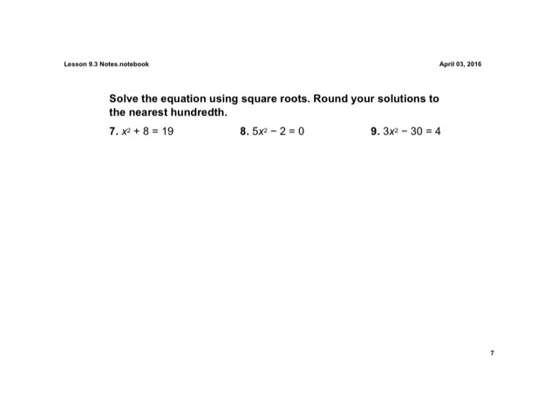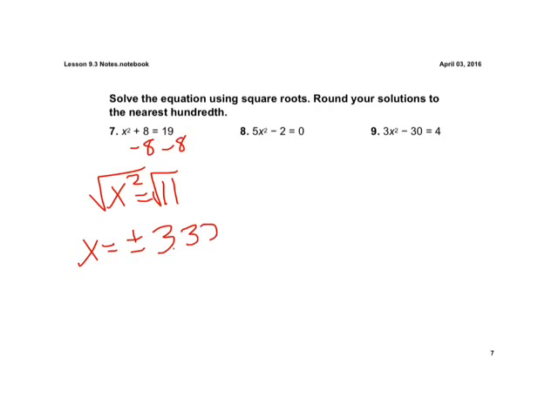Alright, last couple examples here. Let's go ahead and subtract our 8. So we have x squared equals 11. So if we take the square root of both sides, we see again we don't know the square root of 11. So we're going to use a calculator. And if we do that, we type it in and we get plus or minus 3.32 it looks like.